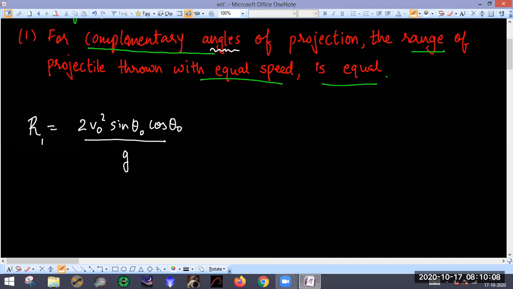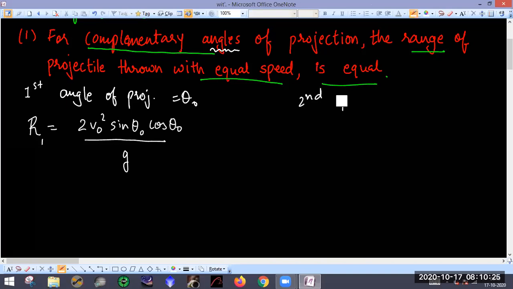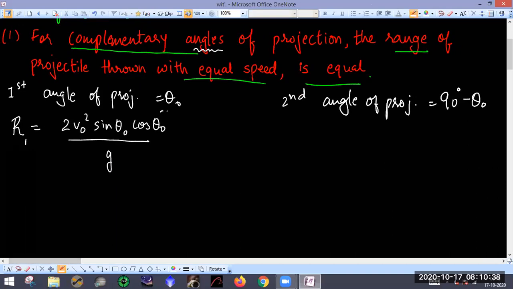So let's say for the first projectile, the angle of throwing or angle of projection is theta 0. Then for the second projectile, the angle of projection will be 90-degree minus theta 0, right? I'm sure all of you understand this. Complementary, see. So this is R1.